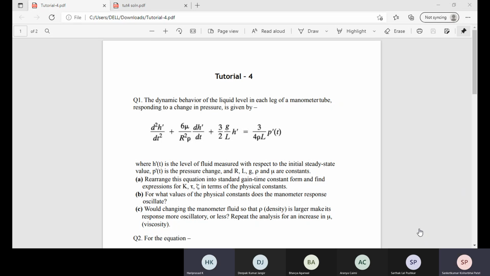So start. Sorry. Any questions here? Anyone, any questions before you start solving? You wanted to address it right now.